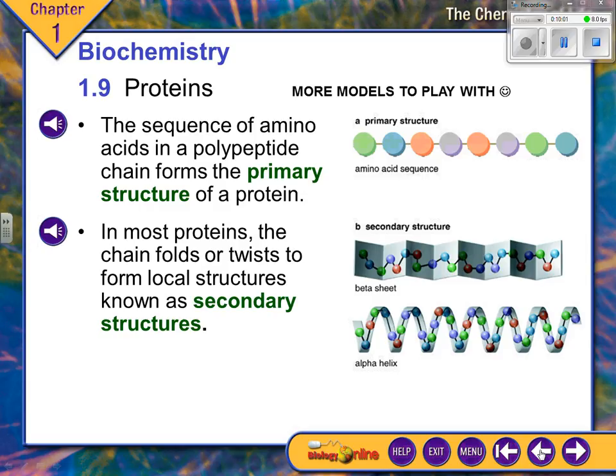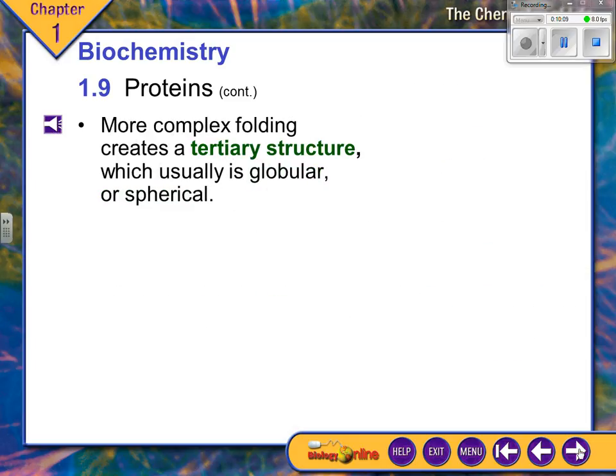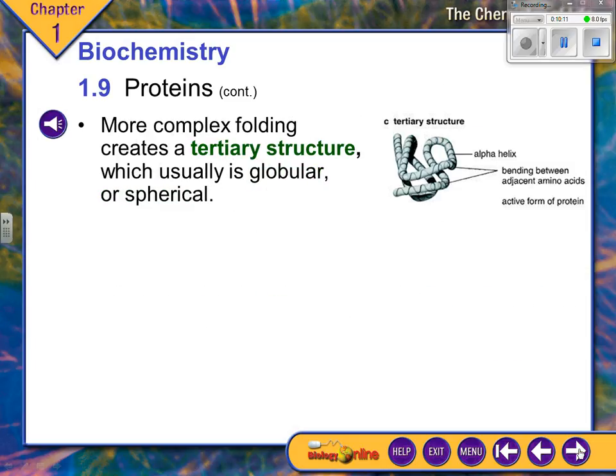What type of structure is that called? Secondary structure. So a helix or a beta sheet. And these are still very simple for proteins. But now check out this one. This one's getting a little different. This is tertiary, meaning the third type of structure. We're getting more and more complex.